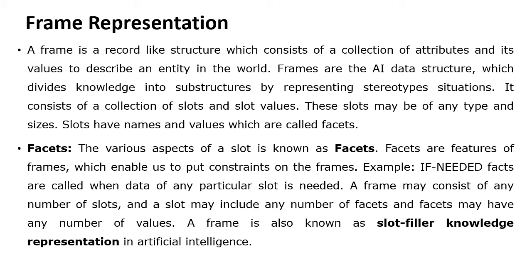It consists of a collection of slots and slot values. These slots may be of any type and size. Slots have names and values which are called facets. Facets are the various aspects of a slot. Facets are the features of the frame which enable us to put constraints on the frame. For example, if needed, facets are called when data of any particular slot is needed. A frame may consist of any number of slots, a slot may include any number of facets, and a facet may have any number of values.